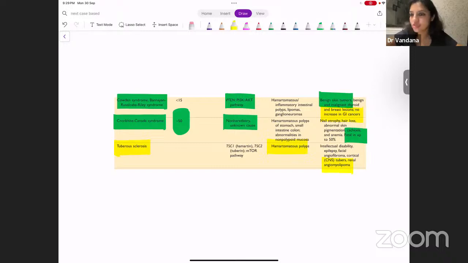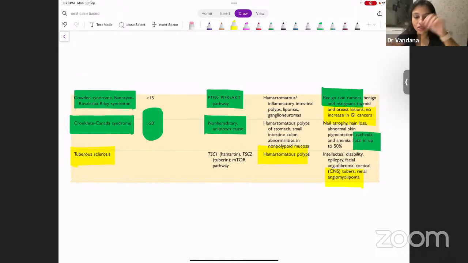For brownie points: which hamartomatous polyp does not give rise to colon cancer? The answer to this question is Cowden syndrome. Let me see how many of you answer this. Yes, so that is Cowden syndrome and Bannayan-Riley syndrome.